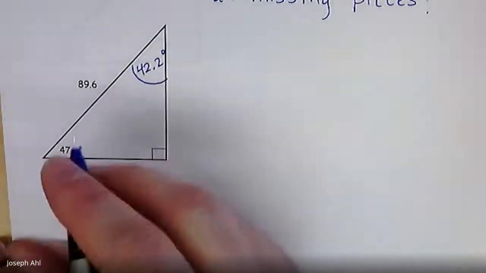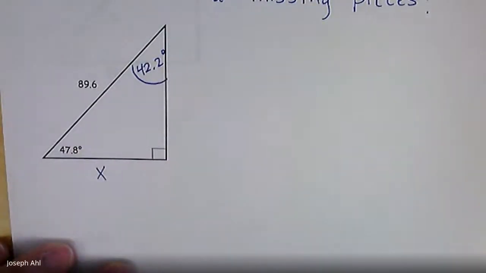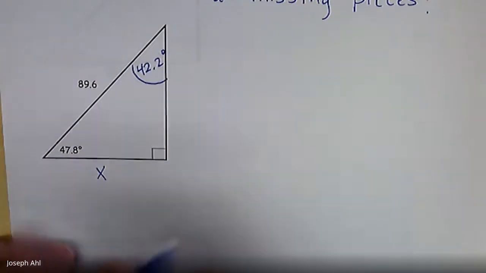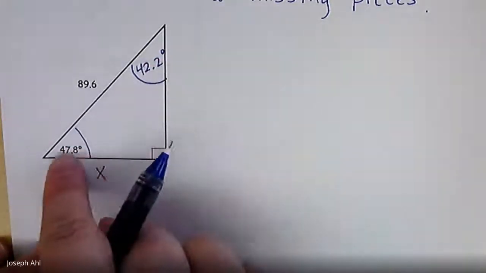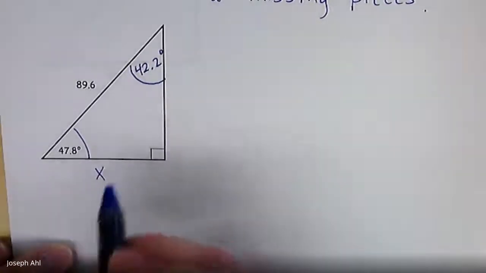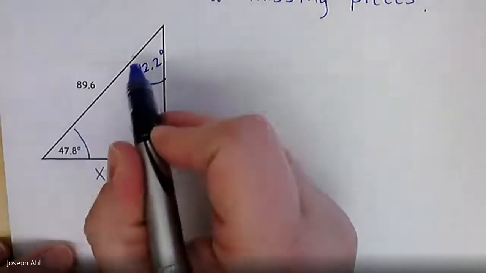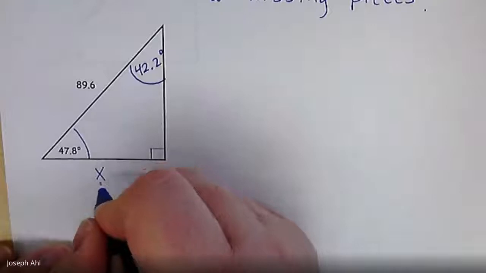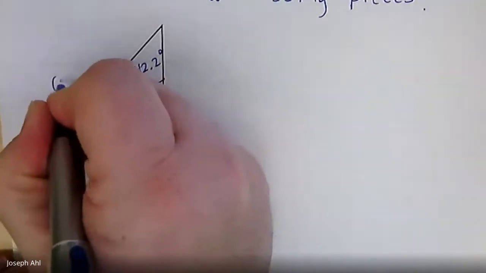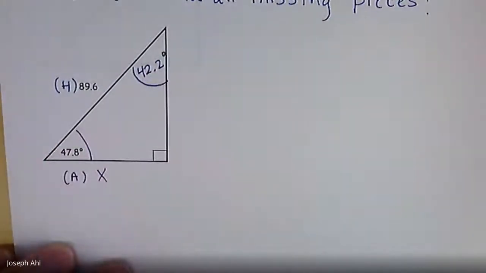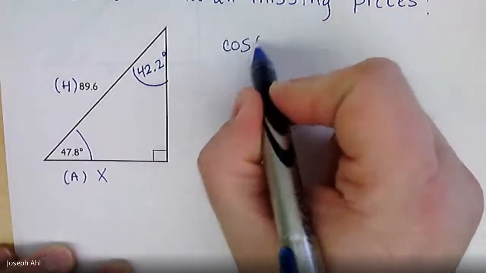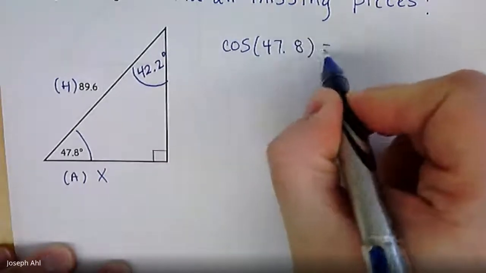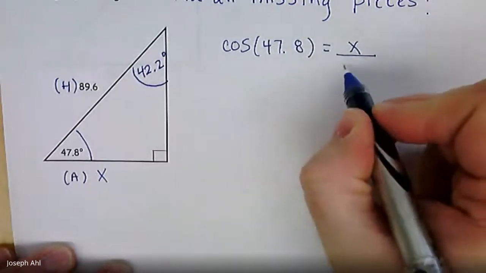Let's say I find the side that's labeled as x first. To find the side that's labeled as x, it really doesn't matter which of these angles you use. Let's say I use this angle down here, the given 47.8 degrees. I'm looking for x. I know the hypotenuse. So the x side is the adjacent side right now. 89.6 is the hypotenuse. So the way I'm going to set this up is I'm going to do cosine of the angle 47.8 is equal to adjacent x over the hypotenuse 89.6.